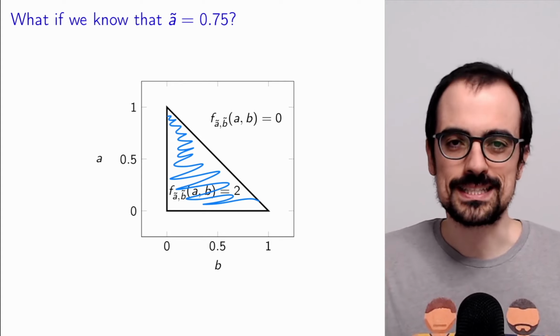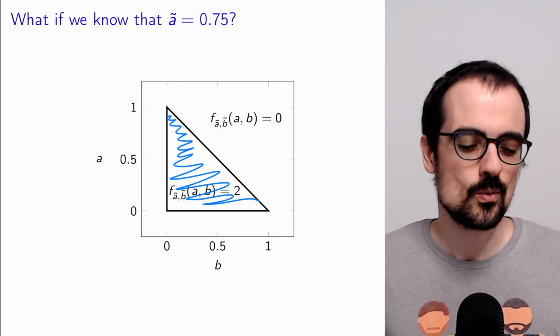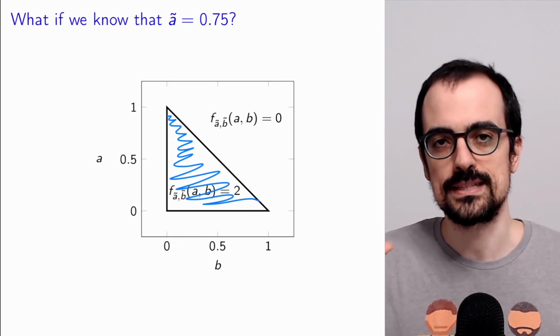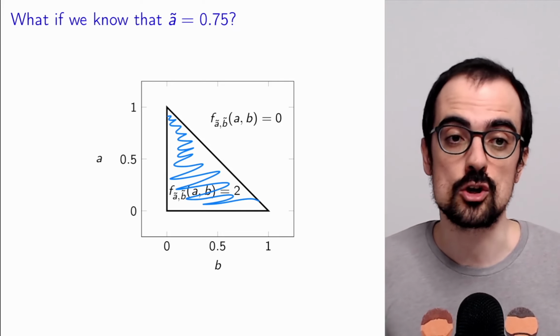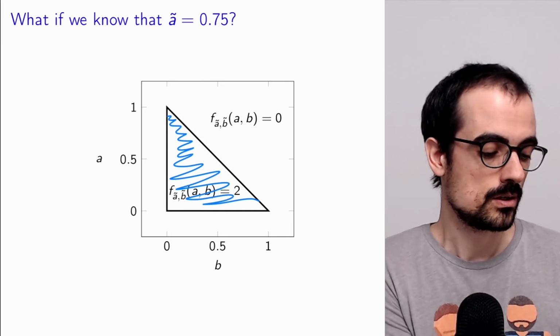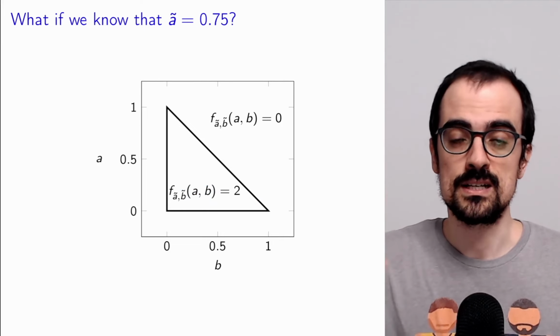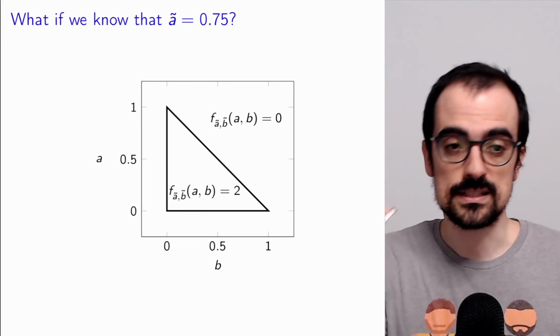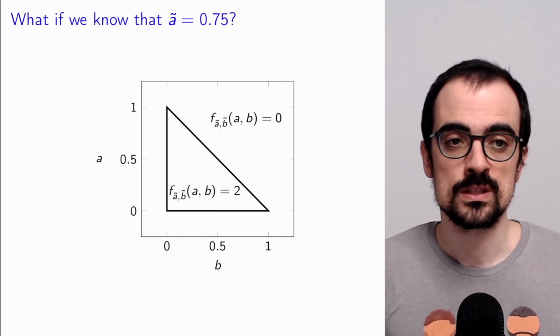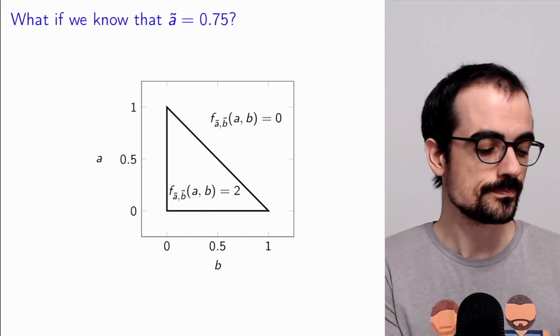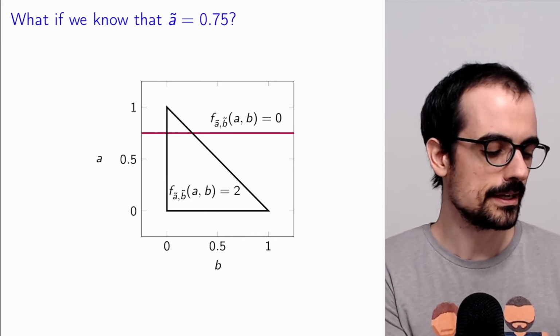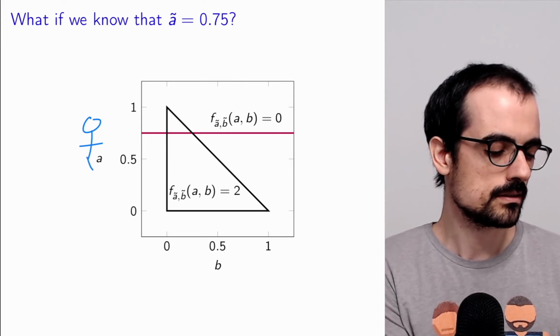So anyways, this aquatic animal is on the lake somewhere. We don't know where it is. We model the density of its location as being constant within the lake. And because this triangle has area 1/2 and the density has to integrate to 1, the density within the triangle is equal to 2.